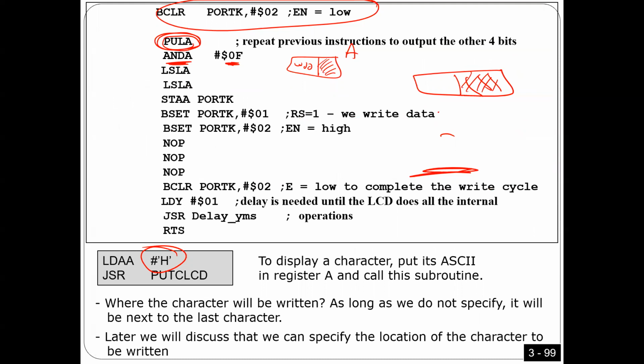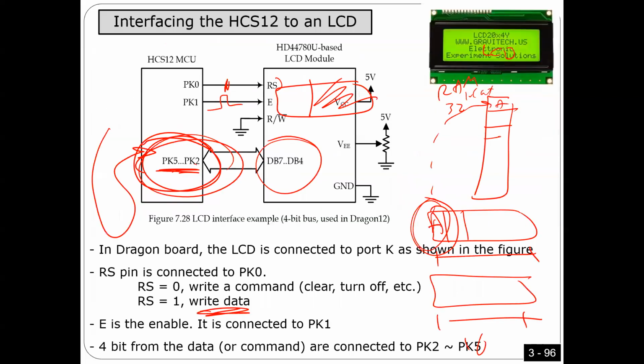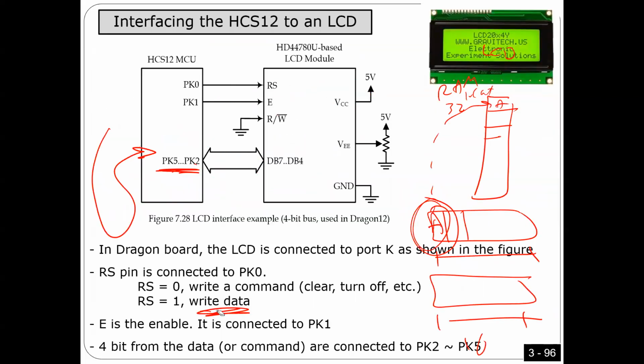Instead of using bit set here, I used bit clear. Everything else is the same. Why? Because as I told you before, if you want to send a command, you have to put a 0 here. So sending a command or sending data or a character, everything is exactly the same except this one. Everything else is the same, 0, 1. Any questions?